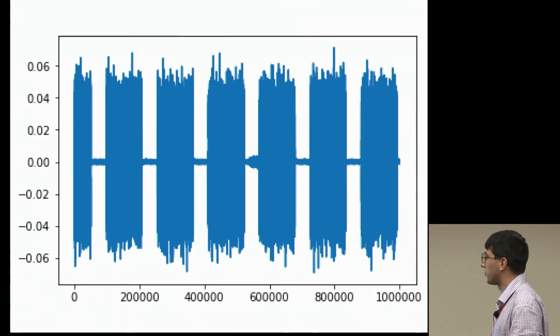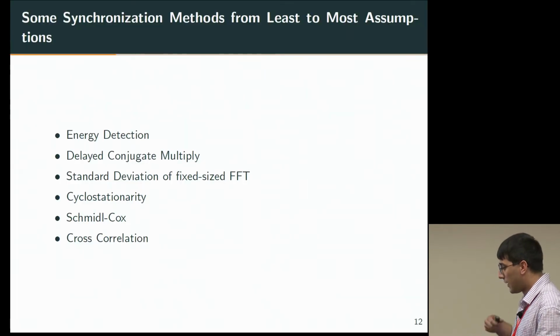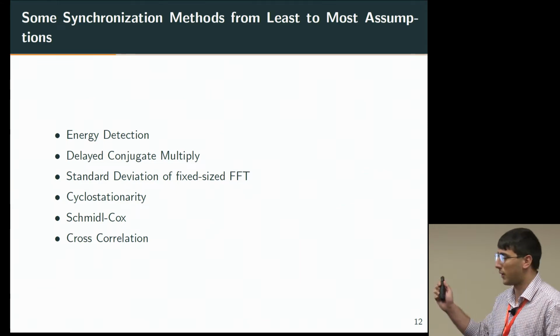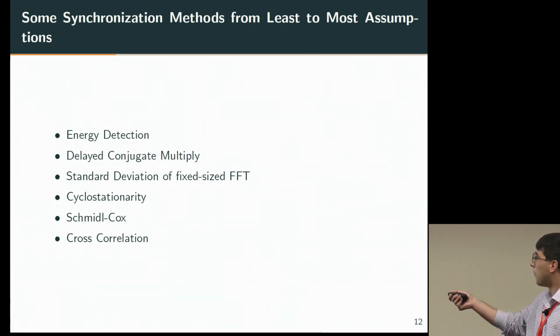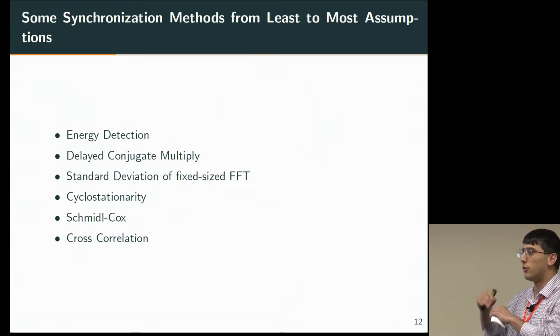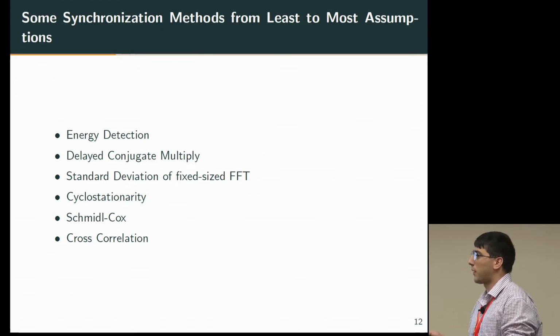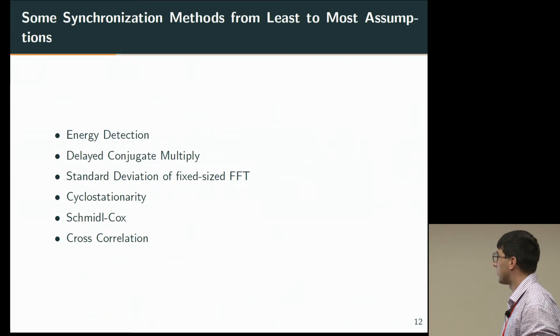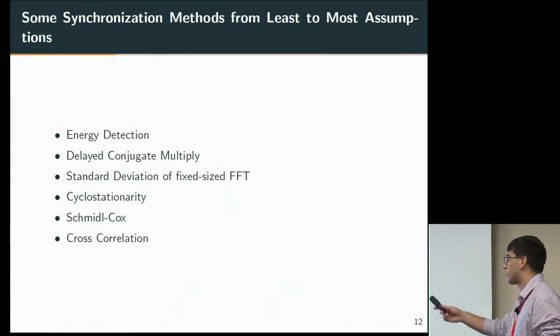So here's some example data from the real world, and we're going to now synchronize to it. Traditional methods of synchronization, these are some of them. I've tried to order them by what I call most assumptions, right? Energy is just, I detect more energy than I've seen before, and you have a ratio, and you just do a division. And you don't really assume a lot about the signal, right? You have delayed conjugate multiply methods for OFDM, but that's going to assume some sort of repetition, mostly in the cyclic prefix. Then you have more, I guess, neater methods based on standard deviation.